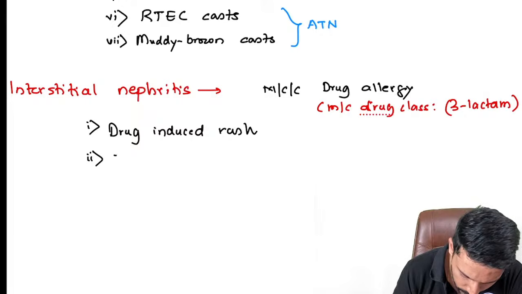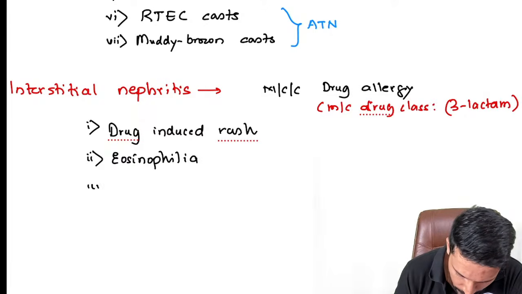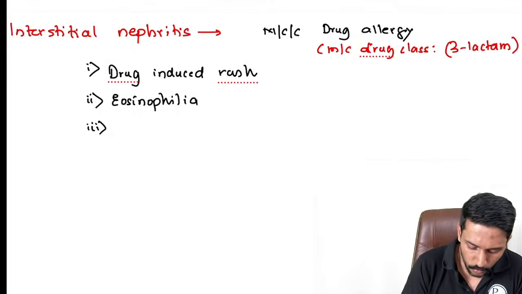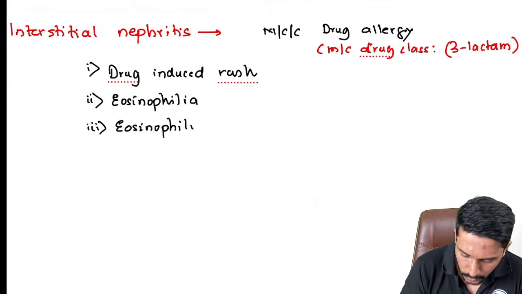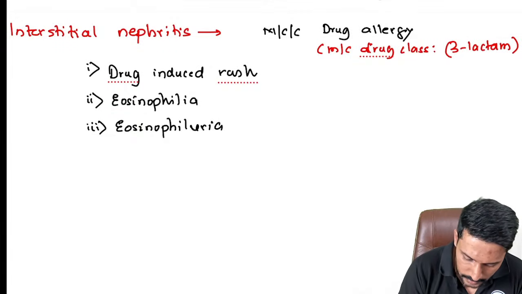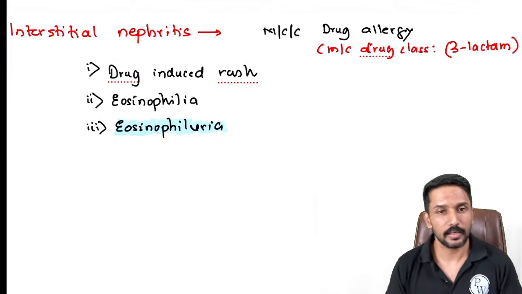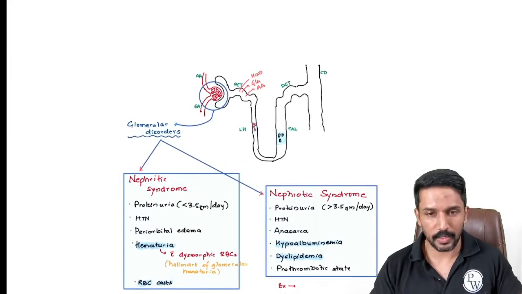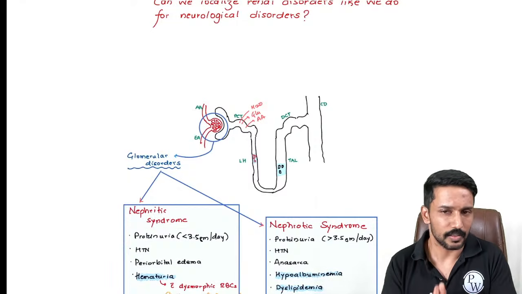Second, these patients will often have eosinophilia. The eosinophil count in the blood is high, and then eosinophils may find their way into the urine. Normally, we don't encounter eosinophils in the urine, but you may have eosinophiluria. This is an important MCQ clue. Any MCQ which is talking about eosinophils in the urine, the examiner is indirectly pointing towards interstitial nephritis. So broadly speaking, this is how we will have a fair idea which structure in the nephron is being targeted by a particular disease, right?